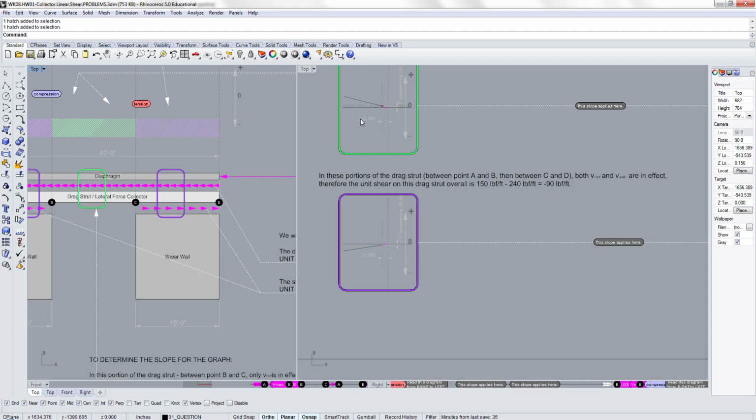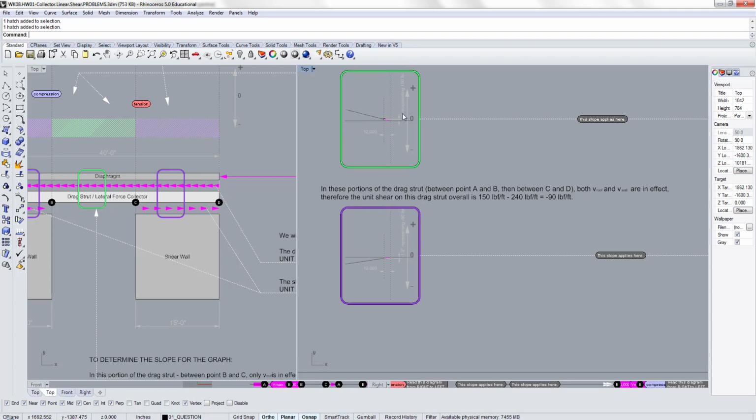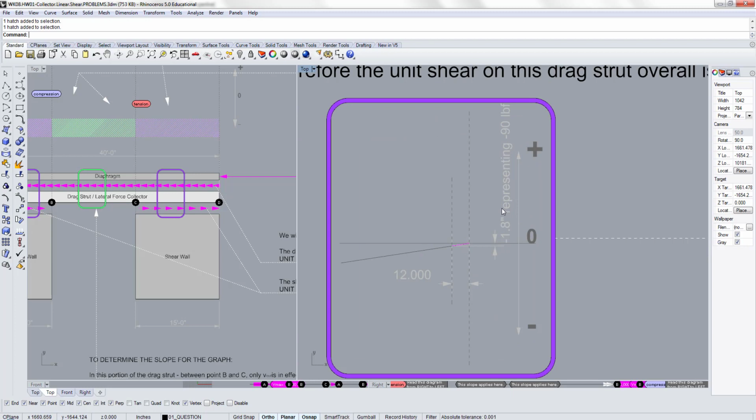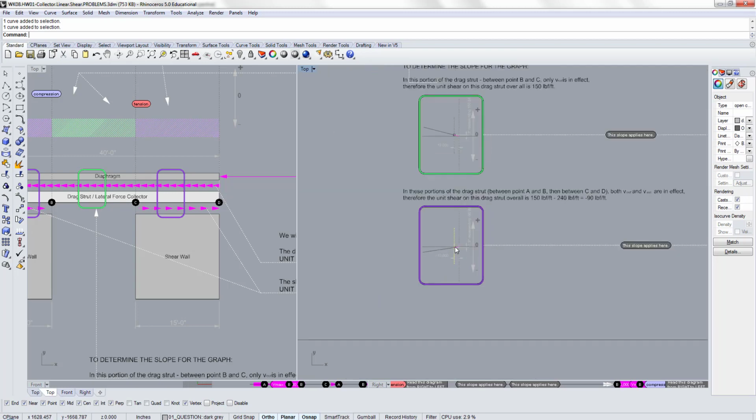So therefore, using the same scale that I just used, which was 1 inch representing 150, if I want to represent negative 90, it needs to be minus 1.8 inch. So again, the slope for this graph is you move 12 inches to the left and move down 1.8 inches. So that's the slope for the purple portion.